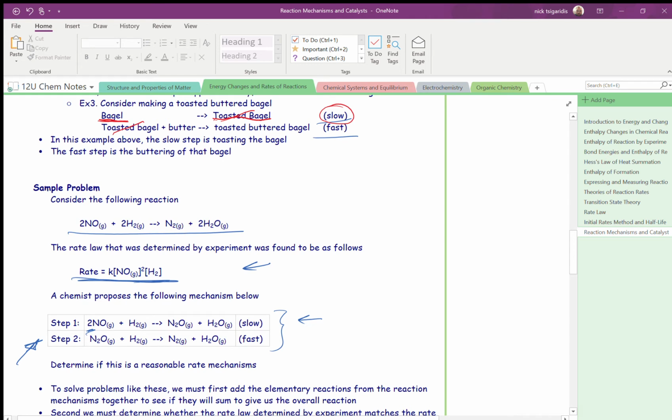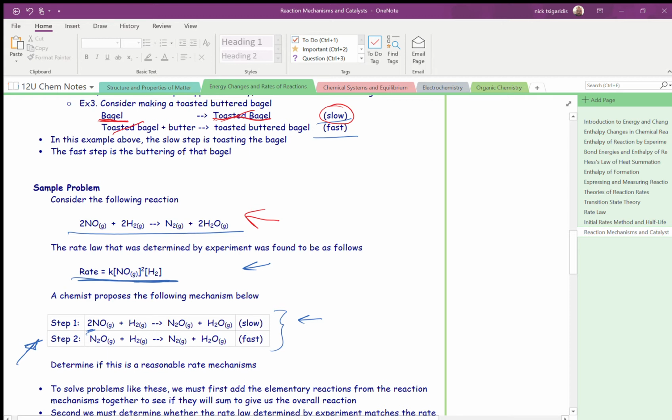So consider the following reaction. We have two NOs plus two H2s goes to one N2 and two H2Os, as you guys can see in this first equation here. And it says the rate law that was determined by experiment was found to be this. So when we go back to the previous lesson, we take some measurements via experiment, then we can determine the rate law. So we found out that the rate law for this particular expression was rate is equal to k times the concentration of NO to the power of 2 times the concentration of H2 to the power of 1.